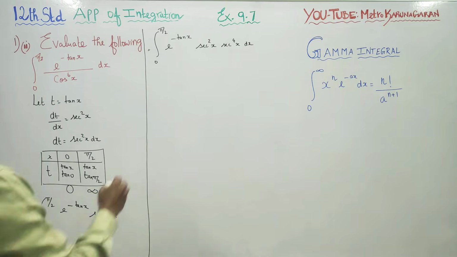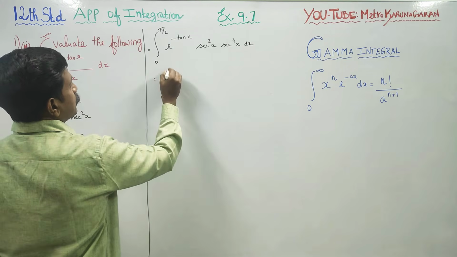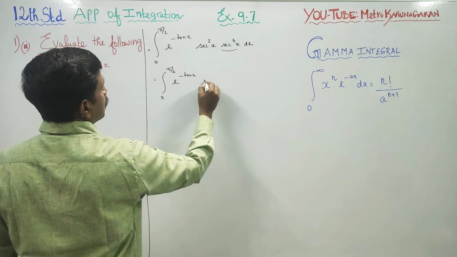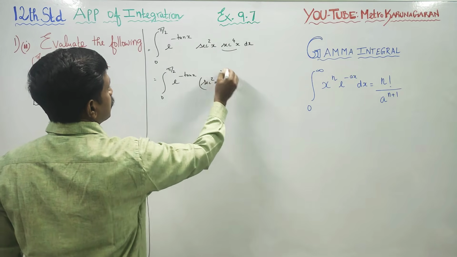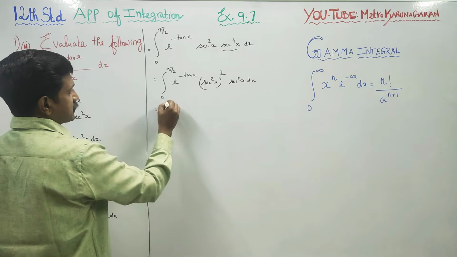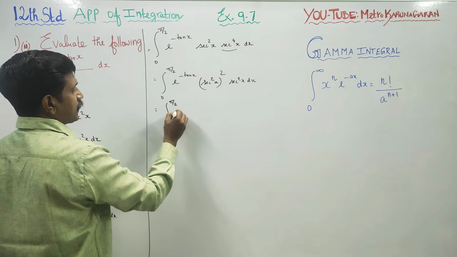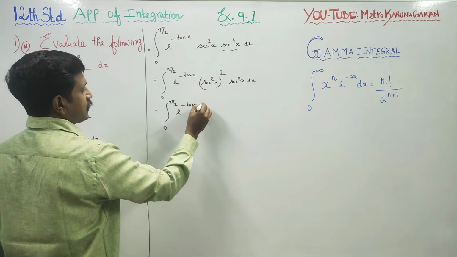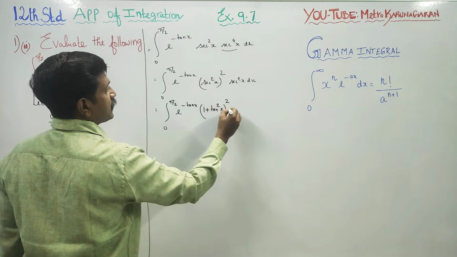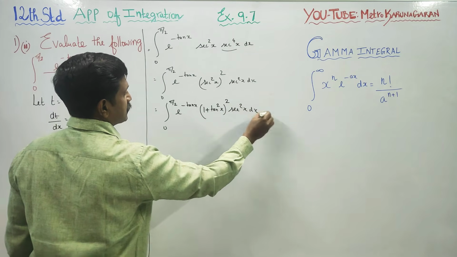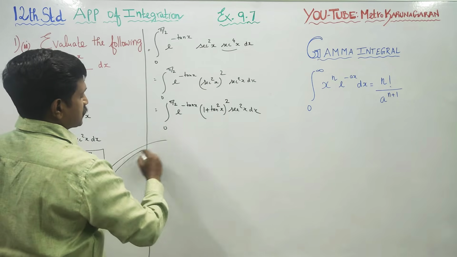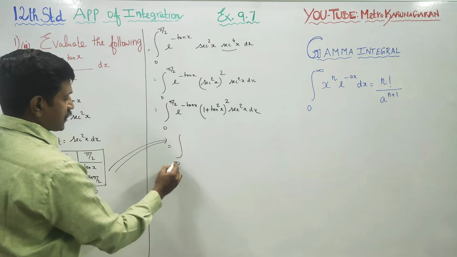I am splitting it like this. Again 0 to pi by 2 e power minus tan x. The secant power 4 can be written as secant square x whole square, and the other secant square x stays as it is, dx. Next, 0 to pi by 2 e power minus tan x. What is secant square x? It is 1 plus tan square theta. So 1 plus tan square x whole square into secant square x dx. A small simplification from this, and then we can start the substitution method.